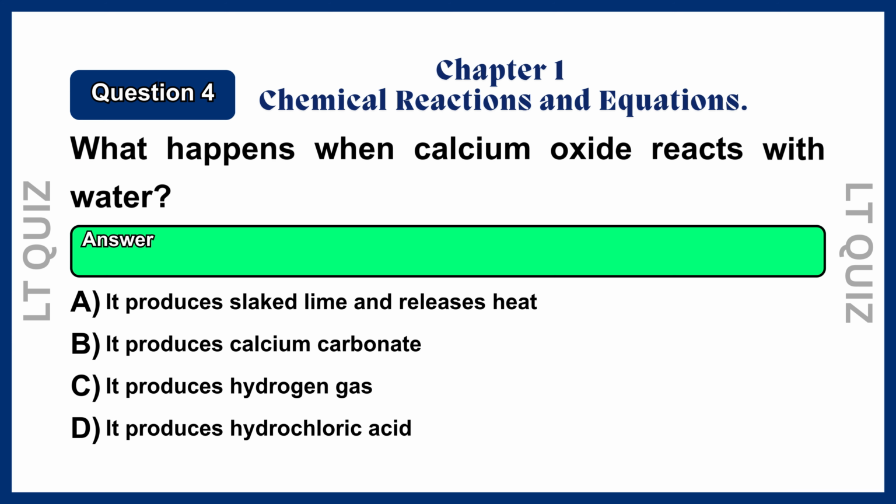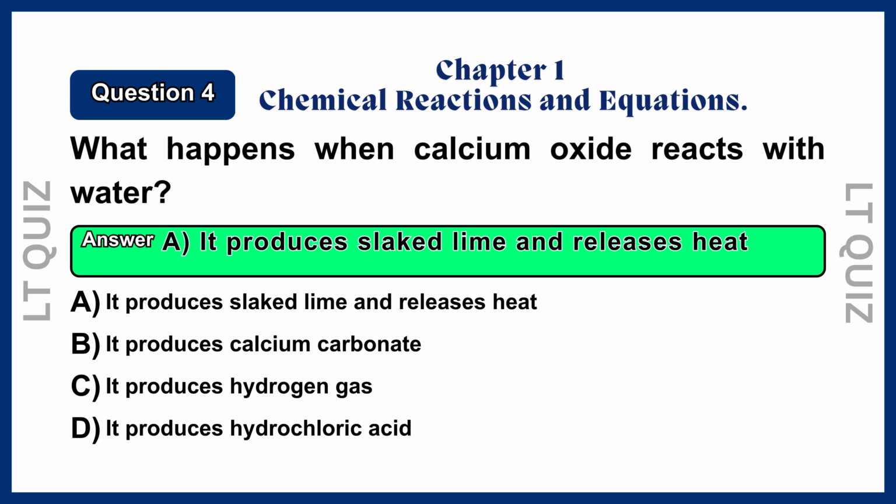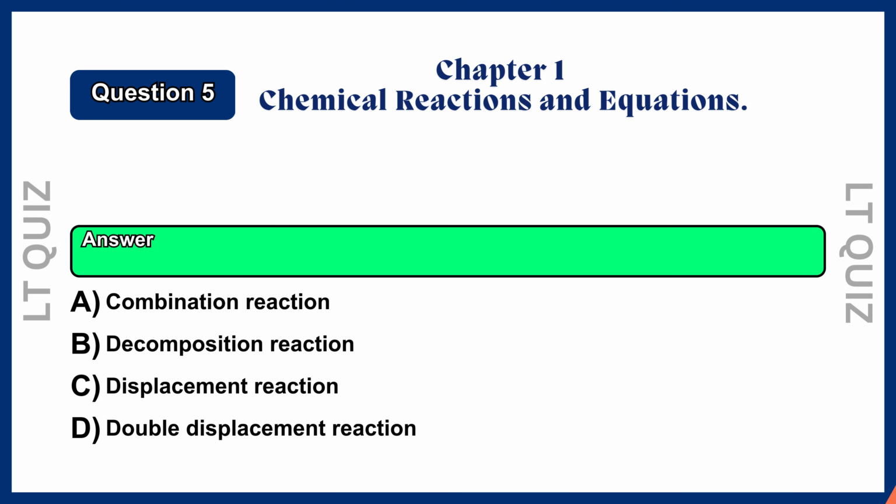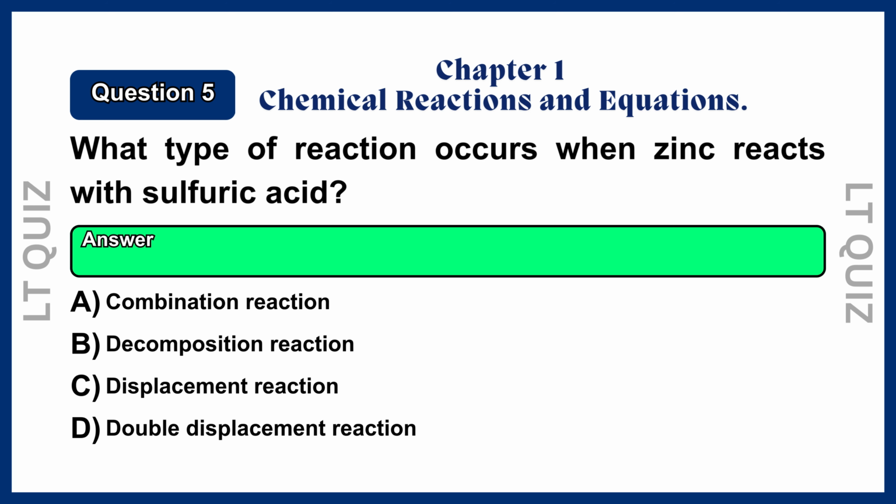What happens when calcium oxide reacts with water? The correct answer is option A. It produces slaked lime and releases heat. What type of reaction occurs when zinc reacts with sulfuric acid? The correct answer is option C, displacement reaction.